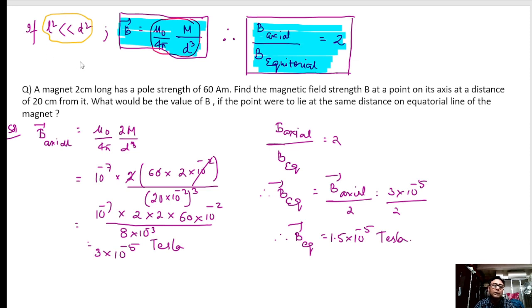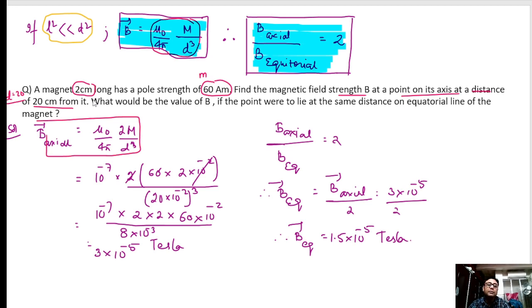Next, let us do one sum. There is a magnet of 2 centimeter length. Pole strength, so this is the m. Find the magnetic field strength at a point on its axis at a distance of 20 centimeter. That means d is 20 centimeter. So this is the formula for the axial magnetic field, as you all know.